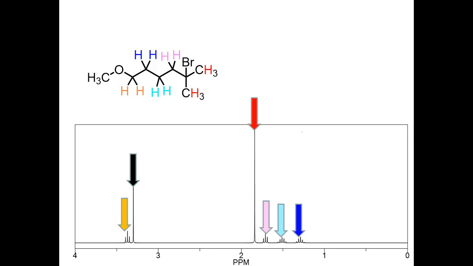All right, now let me add in another piece of information right here, and that is integration. The integration tells you how many protons each signal represents. So it's basically the number of protons per signal. All right. So how many protons is this signal, the black one, representative of? How many hydrogens are here?